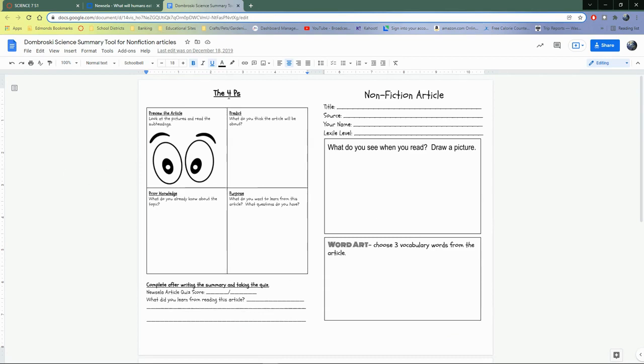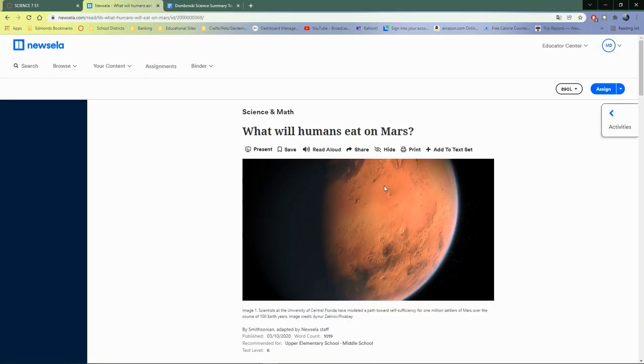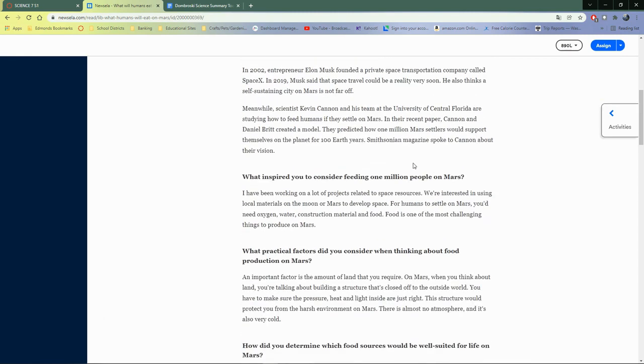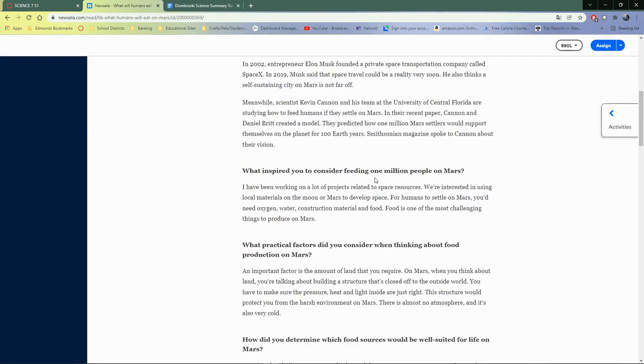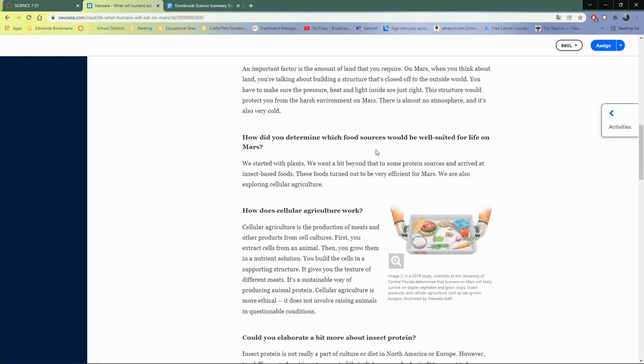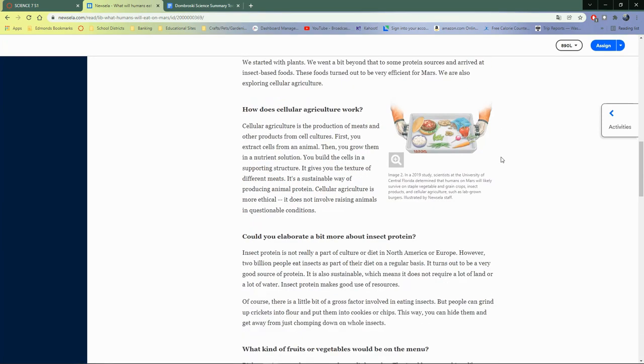All right, now on our worksheet, it says the 4 Ps. Okay, preview the article, look at the pictures and read the subheadings. So we'll look at the pictures. Okay, it looks like a picture of Mars. It says, what will humans eat on Mars? What inspired you to feed 1 million people on Mars? What practical factors did you consider when thinking about food production? How did you determine which food sources would be well suited for life on Mars?